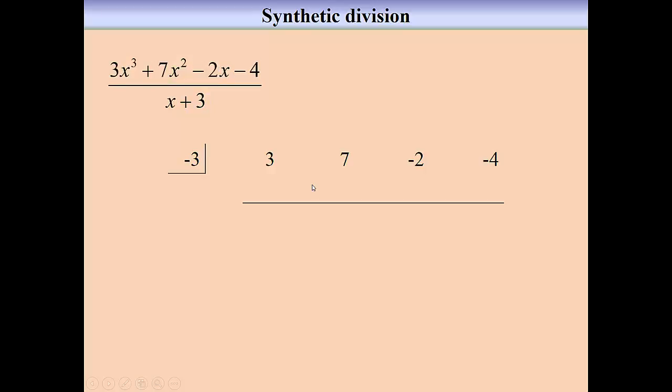Starting over here on the left, we're going to add. 3 plus nothing is 3. Then multiply. Negative 3 times 3 is negative 9. And then repeat that process until we get to the end. Add, multiply, add, multiply, and add.